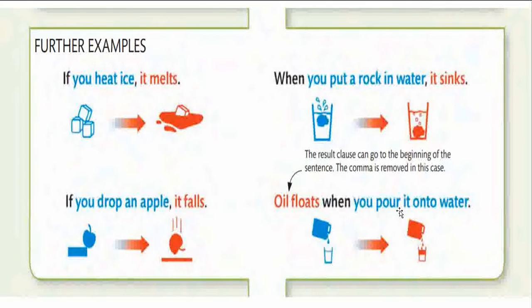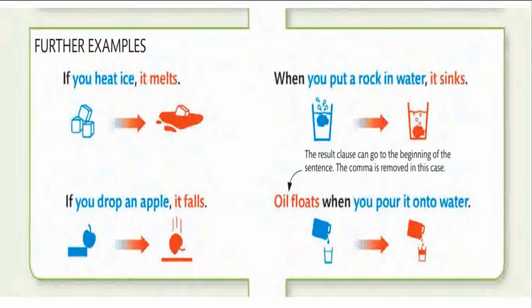Oil floats when you put it onto water. Now you might be wondering, where is the comma? If I were to reconstruct this: when you pour oil onto water, comma, it floats. Over here what I have done is bring oil floats to the beginning of the sentence. So oil floats when you pour it into water, and in that case the comma is removed, because when you pour it into water is the conditional clause. The result clause can go to the beginning of the sentence, and the comma is removed in this case. I hope this is understood.